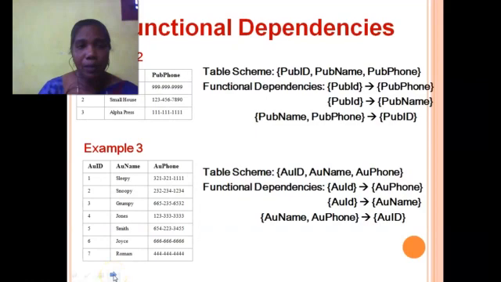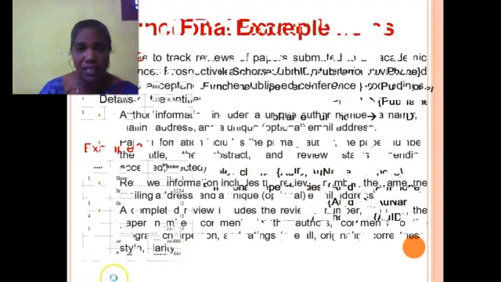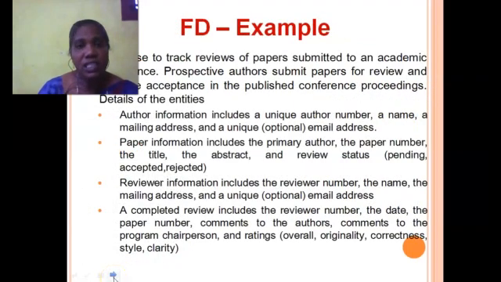So this is one of the most important points of normalization. In the next example, we have the publisher ID, publisher name, and publisher phone number. The publisher phone number is functionally dependent on the publisher ID, and in the same way the publisher name is functionally dependent on the publisher ID. So these are examples of functional dependency in normalization.